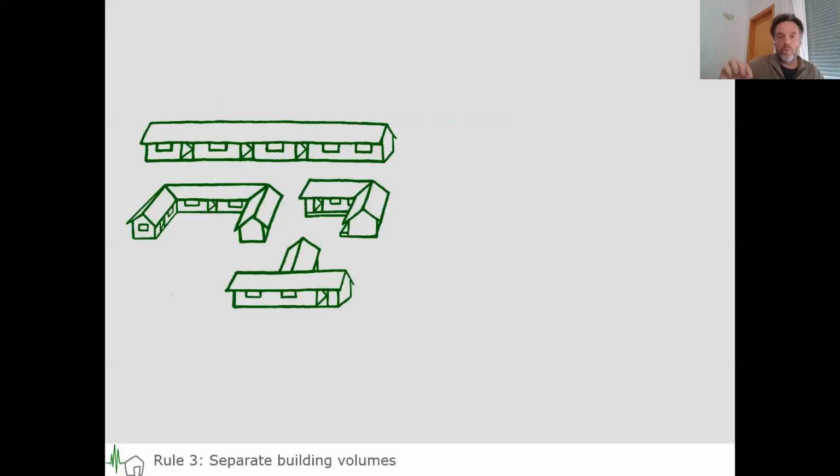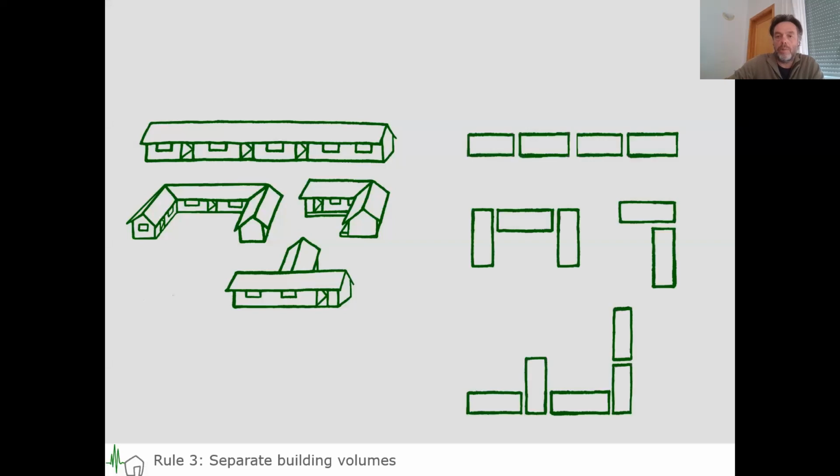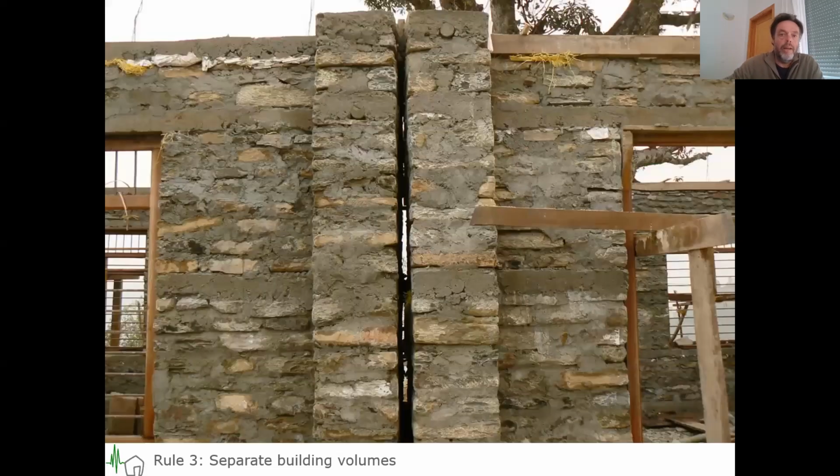And what you then should do, instead of those difficult volumes, is try to cut it up in smaller volumes. Then each of those little blocks is quite simple to make earthquake resistant. So for example, you either make a small gap between these volumes.